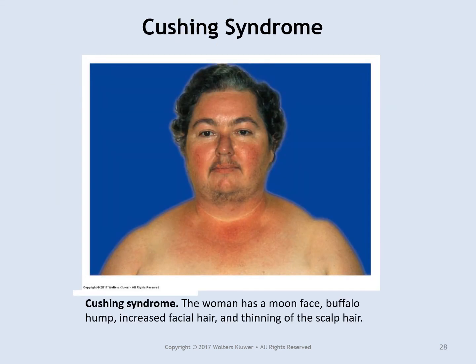And here we see a woman with Cushing syndrome and the associated moon face, because your face is very round. What's called a buffalo hump right here overlying the traps. The facial hair, of course, which is somewhat unusual in a woman, and the receding hairline to a certain extent as well.